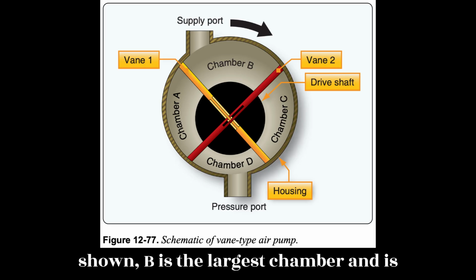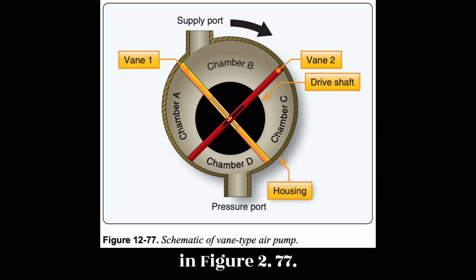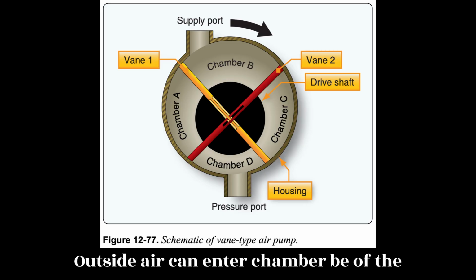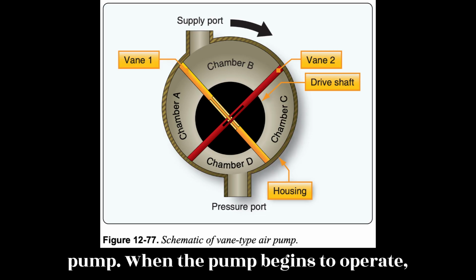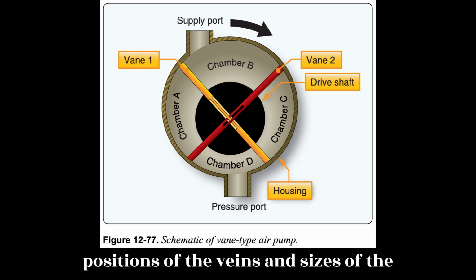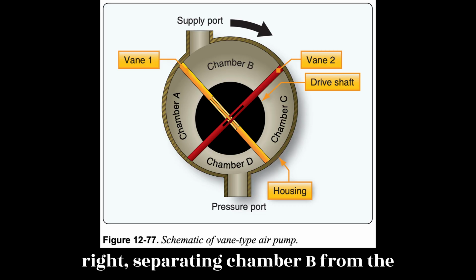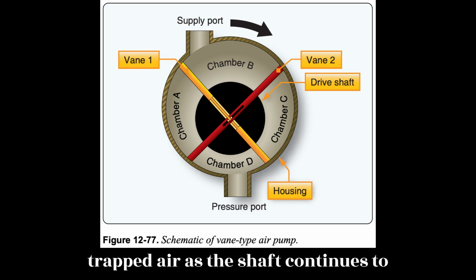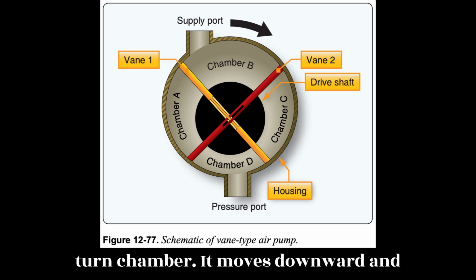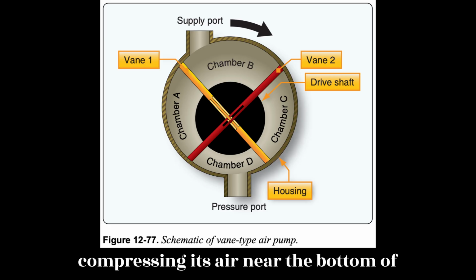In the position shown, B is the largest chamber and is connected to the supply port, as depicted in Figure 12-77. Outside air can enter chamber B of the pump. When the pump begins to operate, the drive shaft rotates and changes positions of the vanes and sizes of the chambers. Vane number 1 then moves to the right, separating chamber B from the supply port. Chamber B now contains trapped air. As the shaft continues to turn, chamber B moves downward and becomes increasingly smaller, gradually compressing its air.